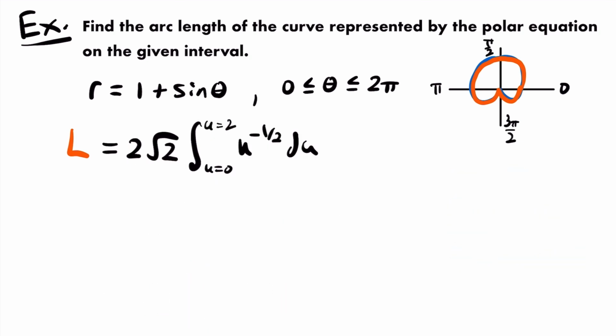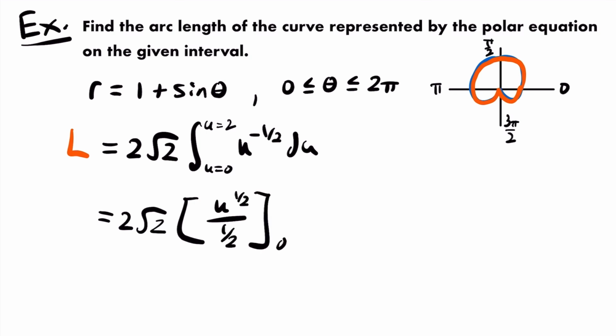So if we use the power rule of integration, we'll add 1 to the exponent and divide by that new exponent. So this is equal to 2 times the square root of 2 times u to the power of 1/2 divided by 1/2, evaluated from 0 to 2. Right, we add 1 to this power. Negative 1/2 plus 1 is positive 1/2, and then we divide by that new exponent of 1/2. Now dividing by 1/2 is the same as multiplying by 2, and I'm just going to do that on the outside here. So this will be equal to 2 times 2 square roots of 2, which will be 4 square roots of 2, times u to the 1/2 power, evaluated from 0 to 2.